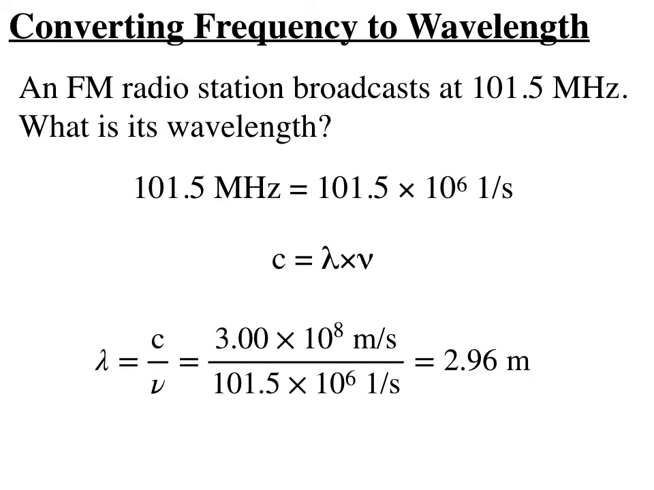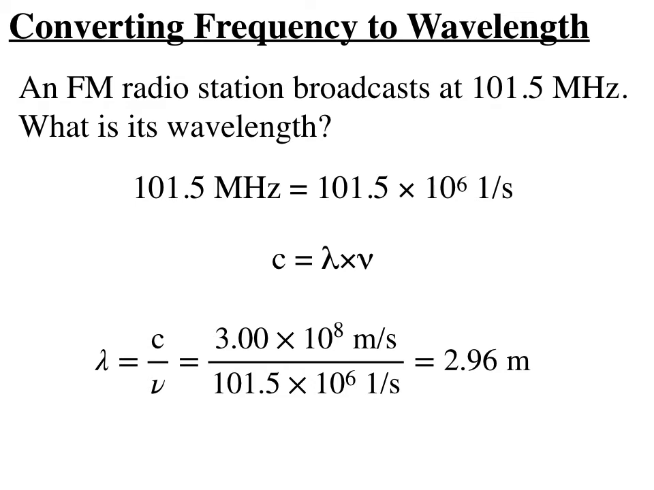So now I will use the equation for electromagnetic radiation relating the speed, wavelength, and frequency. That, of course, is c equals lambda times nu. I am asked, given the frequency of 101.5 megahertz, to find what wavelength that FM radio station is. So I will rearrange the equation and solve for lambda. That is, lambda is c over nu.